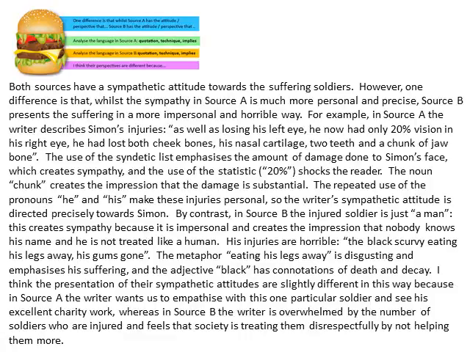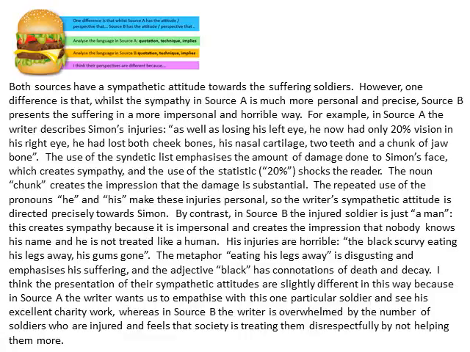For example, in source A, the writer describes Simon's injuries. As well as losing his left eye, he now had only 20% vision in his right eye. He had lost both cheekbones, his nasal cartilage, 2 teeth, and a chunk of bone. The use of the syndetic list emphasises the amount of damage done to Simon's face, which creates sympathy, and the use of the statistic 20% shocks the reader. The noun chunk creates the impression that the damage is substantial.